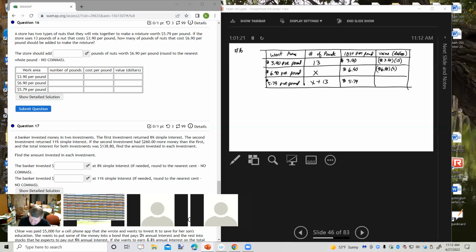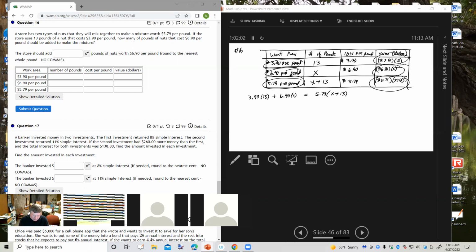Yes. All right. So what's going to go in this final column? It's going to be 579 times X plus 13. So here comes our enormous equation. We have 390 times 13 plus 690 times X equals 579 times X plus 13, because this plus this equals that, or I should say this plus this equals the total value.